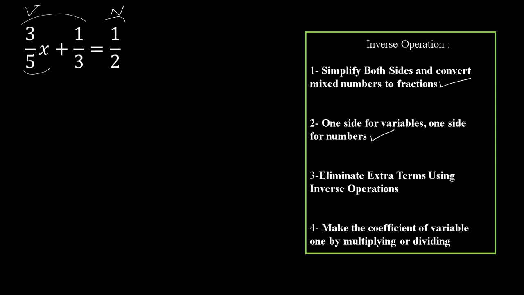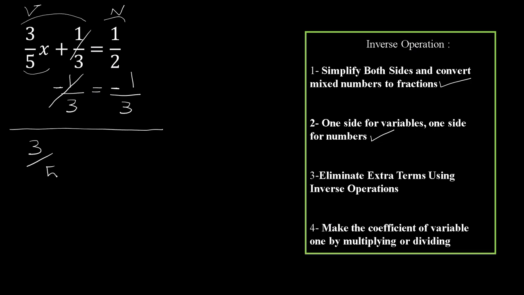How am I supposed to do that? By subtracting 1 over 3. But there is a really important question. Am I allowed to subtract from only one side? No, any operation that we do with one side, we must exactly do the same with the second side. So if I do that, these two are going to cancel each other out. And on the first side, I'm going to have 3 over 5 multiplied by x is equal to 1 over 2 minus 1 over 3.